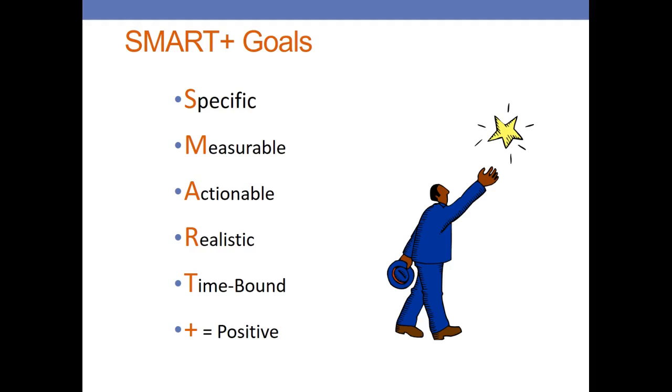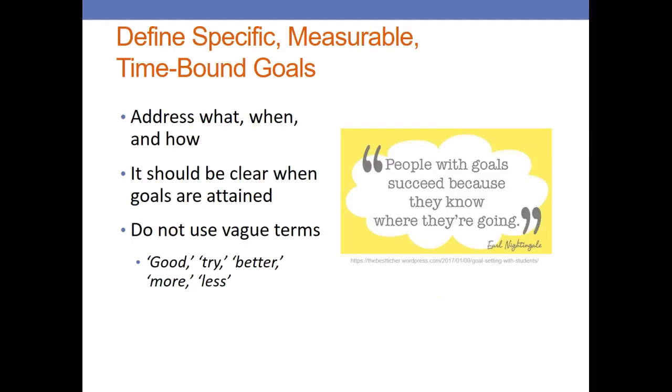SMART Plus goals are specific, measurable, actionable, realistic, time-bound, and positive. If you utilize this acronym, you're going to help your clients to set particular behavioral goals that are most likely to help them achieve those long-term outcomes they are aiming for. So let's break this down a little bit.